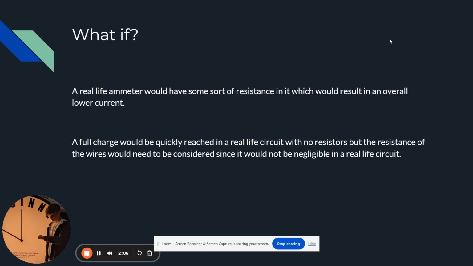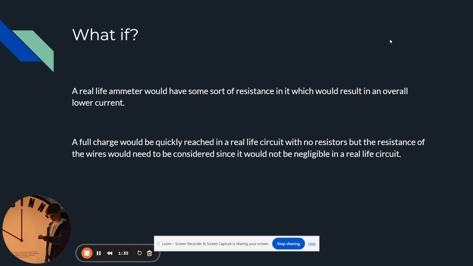So what if in this case you were to use a real life emitter? A real life emitter would have some sort of resistance in it, which would affect the results because the results would have an overall lower current due to the resistance. And in the same way, if you used a real circuit with no resistors, it would allow a battery to be fully charged faster, or a capacitor would be fully charged faster.